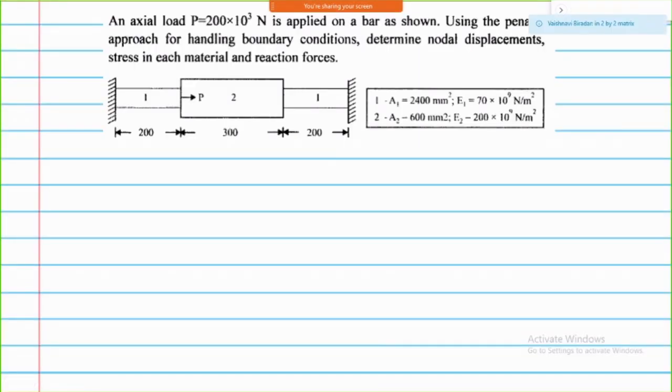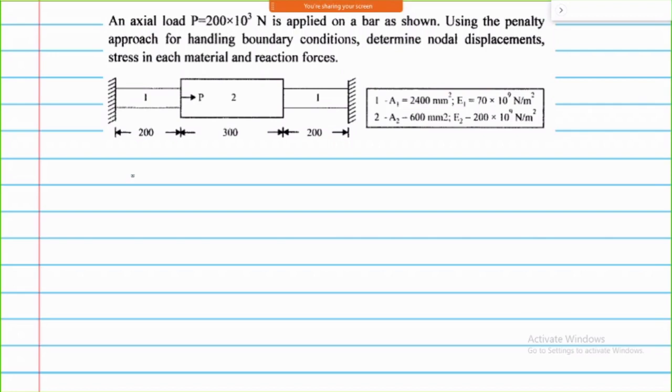Now just look at this problem: it has a bar with different cross sections connected together. When we solve this kind of problem using mechanics or strength of materials, we find it difficult because there is a change in area and a change in material, so many parameters are included. That increases the complexity of the problem. Such a problem can be solved quite easily using the finite element technique, and here we are going to look at how to solve this using FEM.